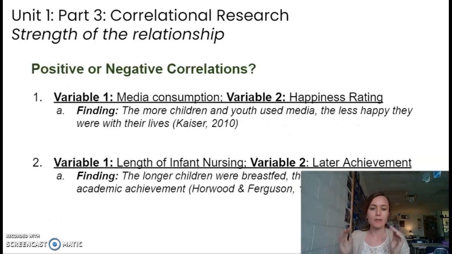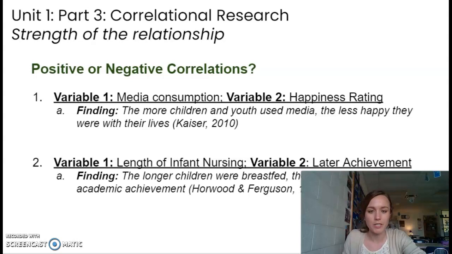Okay, let's see if you can think about these examples and decide if you believe the variables negatively correlate or positively correlate. Remember, a positive correlation means that one variable is increasing and the other is increasing at the same time, or decreasing at the same time. A negative relationship is where they're working conversely, so as one increases, the other decreases, or vice versa. Okay, so here are the examples.